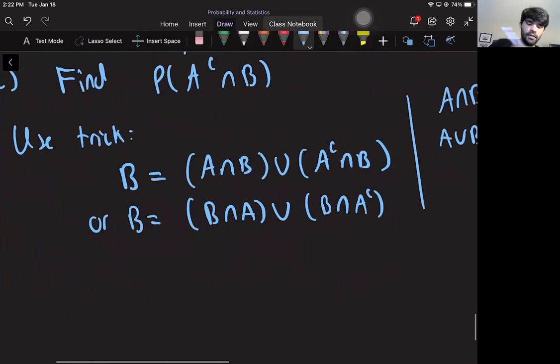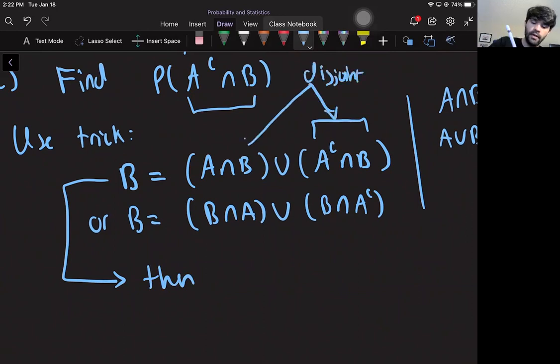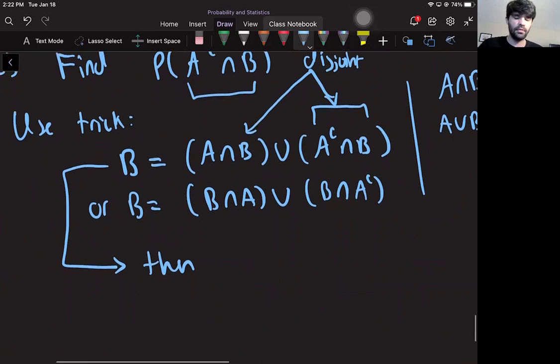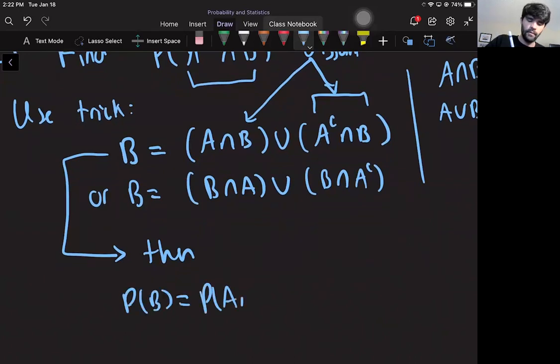Okay, so in any case, I'm gonna stick to using this one because it looks nicer because it looks like what's right there. Okay, so then these are disjoint events by definition, although I don't really need that they're disjoint anymore because I could use that other formula. But it does make it quicker if they are disjoint, because then I don't have to subtract anything. Okay, so then because they're disjoint, probability of B equals probability of A intersect B plus probability of A complement intersect B.